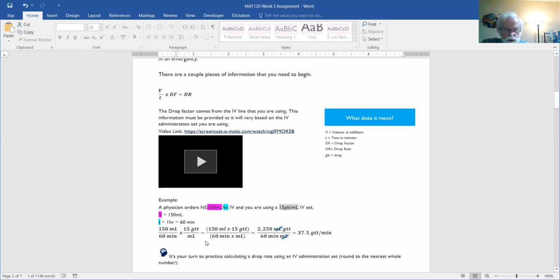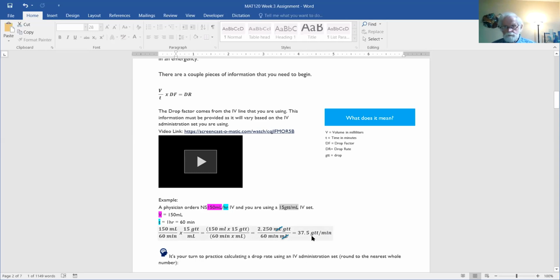Now, they put all this together in one calculation, but what I'm suggesting is that you do these separately. Do this calculation first. If you divide 60 into 150, you're going to get 2.5. That's 2.5 milliliters per minute. Multiply that by 15 drops per milliliter, milliliters cancel out, and what you end up with is drops per minute. 37.5 is the result. Well, you can't count half a drop. We round this off.